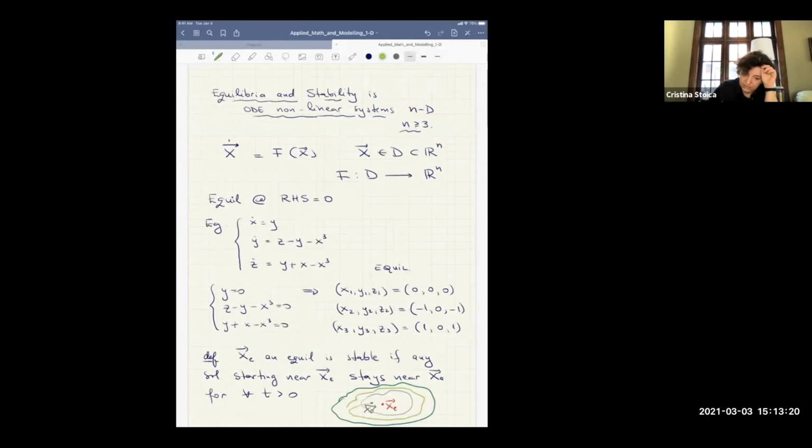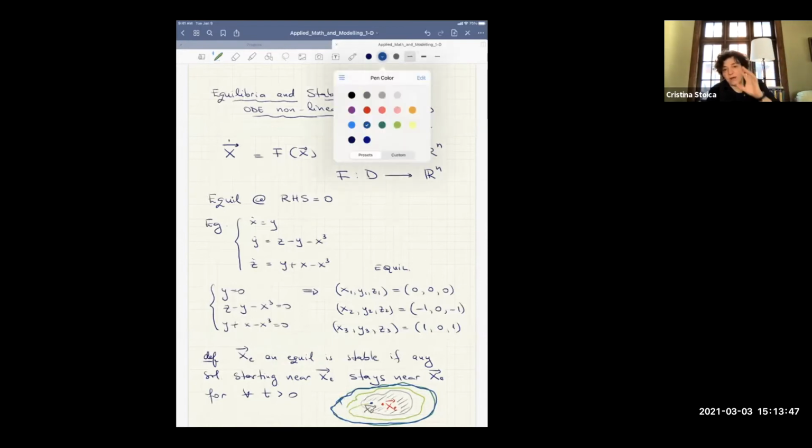So this is the gray one, a neighborhood of the equilibrium, and the dark gray one is the one that we kind of stay in for all times, okay? So it's stable. It's asymptotically stable if not only we start here, right? We hang around, we actually go into XC, right? So I won't do that picture with the asymptote, right? So it's the same definition.